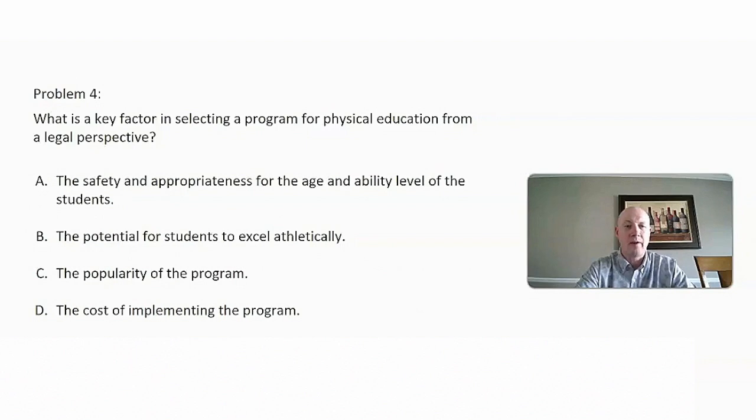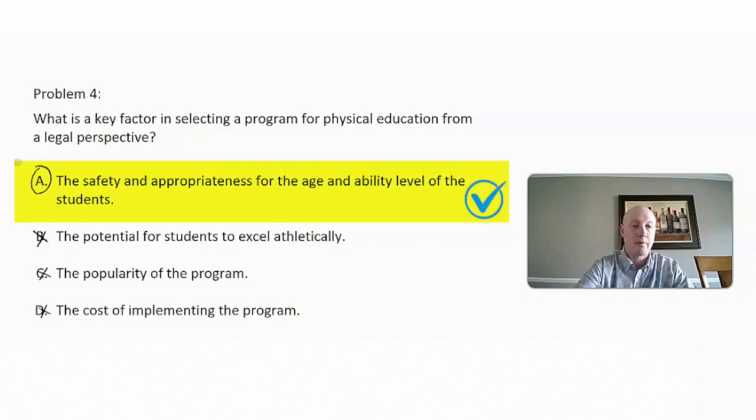Problem 4. What is a key factor in selecting a program for physical education from a legal perspective? What we're looking for are choices that would affect the teacher as far as they may have legal action against them. So I'm going to eliminate choice B, the potential for students to excel athletically. Popularity of the program is not going to affect whether the teacher could be sued. Neither is the cost of implementing the program. So in this case, the best answer would be making sure that you have a program that is safe and appropriate for the age and ability level of the students.